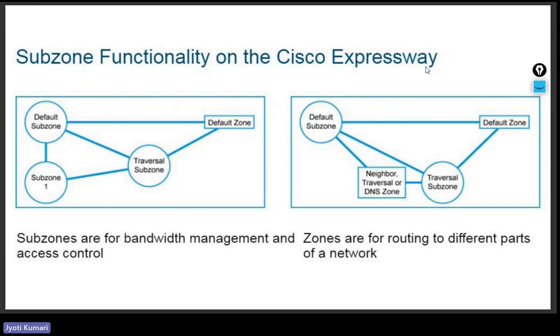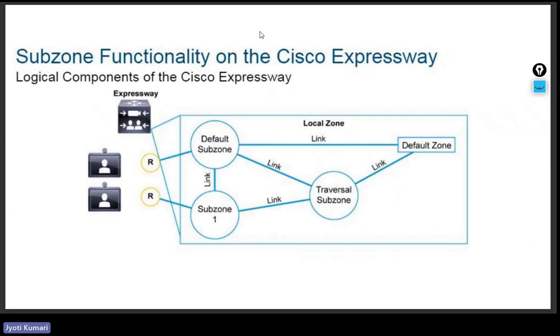Some common applications of this include business-to-business calls, or DNS zones, which are used for DNS role for call routing. So these are some of the zones: neighbor zones, we have the local zone, we have the default zone, and we have the traversal zone. Then we have subzones, which are the default subzone, the traversal subzone, and so on. Traversal subzones are used internally where traversal calls are used. Yeah, so that is what this is.